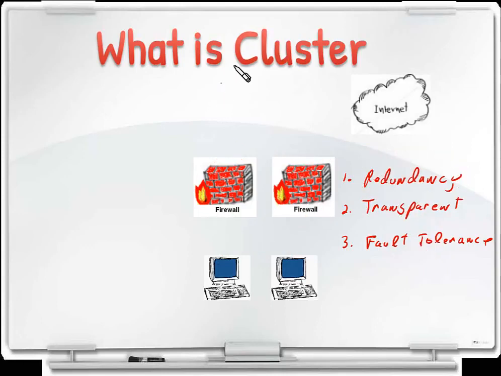So now let's take a look at another solution that is also not clustering. Assume that we have two firewalls. Both firewalls are actually powered on. They're running. And each firewall has their own IP address. This one is .1, this one is .2.